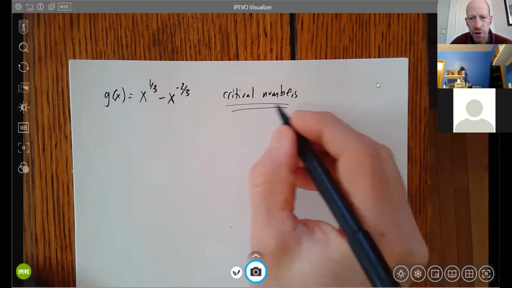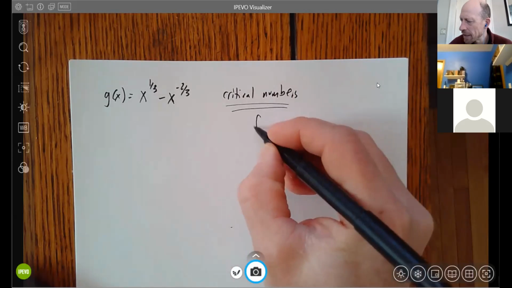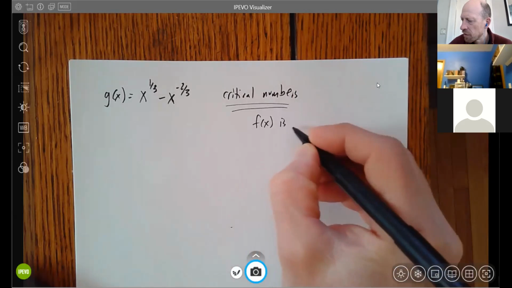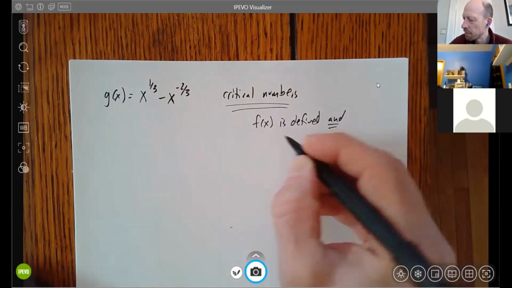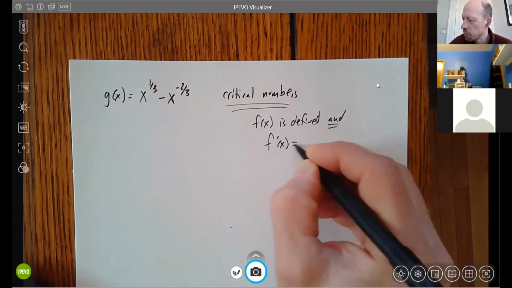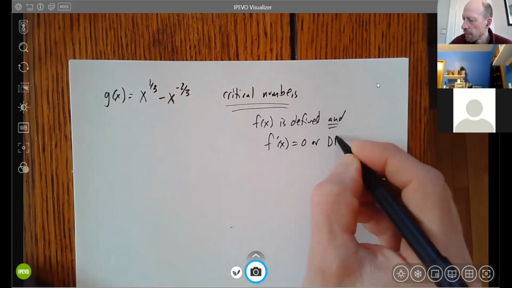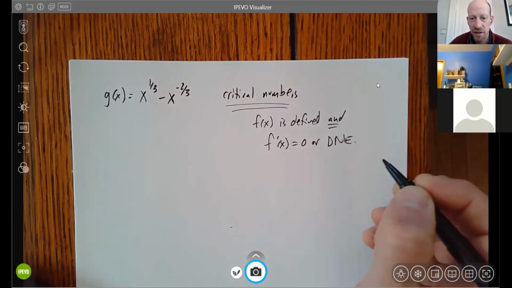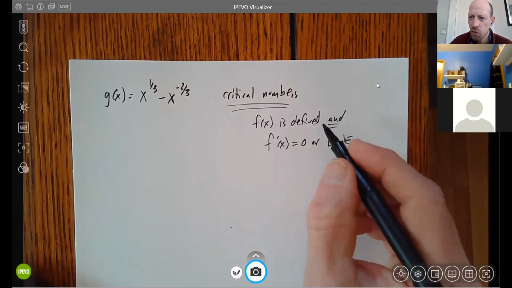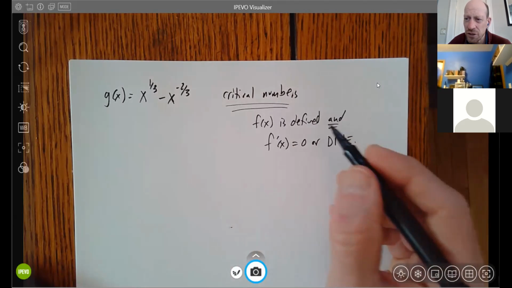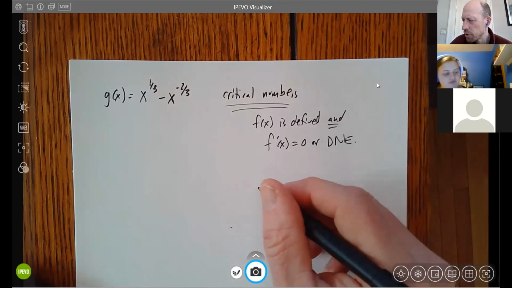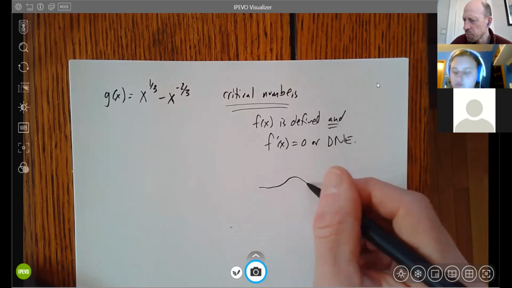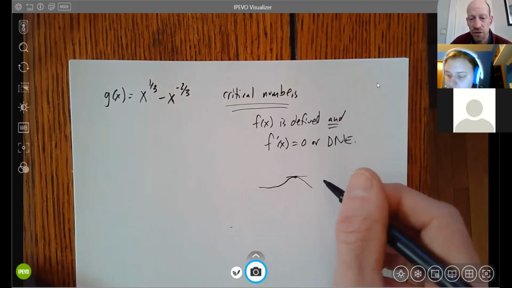Tuesday's class, the critical numbers are where f of x is defined and f prime of x equals 0 or does not exist. So in other words, a critical number doesn't count as a critical number if the function doesn't even exist there. So we're really looking at, as the function goes along, these important points are where the derivative is 0, right?